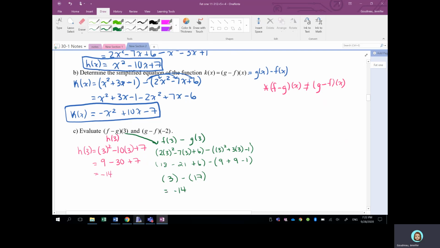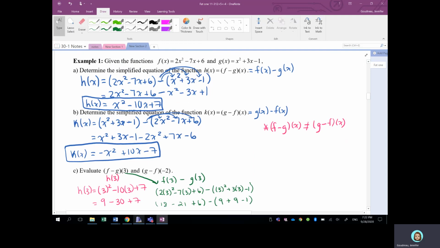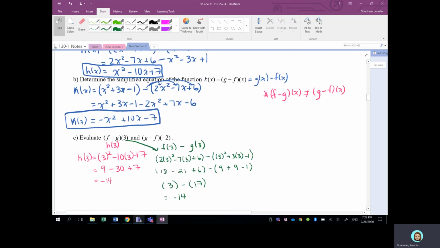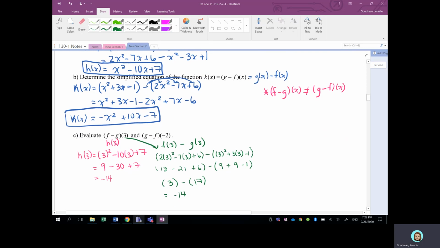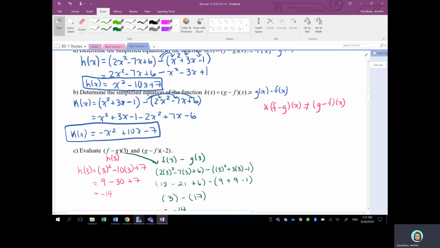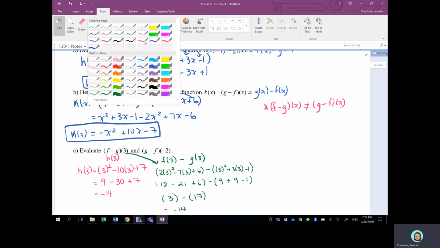So either method works. In this case, because we already found the combined function, it's much easier to just substitute into that, but we could just as easily substitute into the two separate functions and then subtract. Let's do the same thing for g minus f at negative 2. Again, two ways that we can do that.